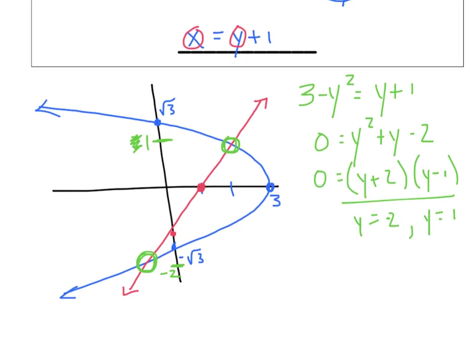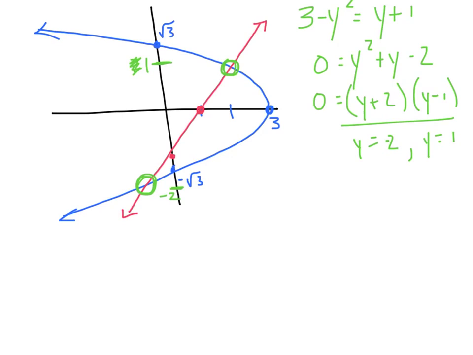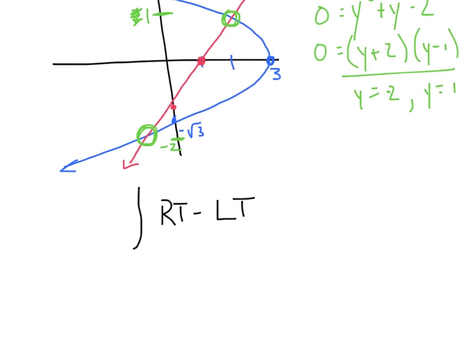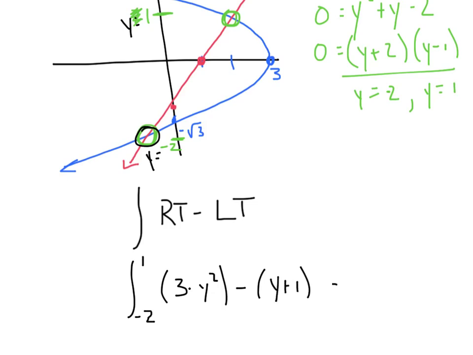All right, so let's go ahead and set up an integral now. Again, we're not thinking upper minus lower anymore. We're going to think right function minus left function. And so my first bound is negative 2, because that's where the first intersection was, that's y equals negative 2, and then y equals positive 1 is my upper bound. The right function is the blue curve, 3 minus y squared, minus the left-handed curve, which is y plus 1. Throw a little dy on the end, and ladies and gentlemen, we've got ourselves an integral to represent the area of this region right here.